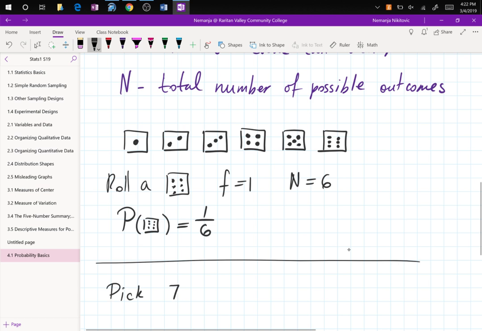Pick 7 of hearts. Well, probability of 7 of hearts is going to be, there's one 7 of hearts in 52 cards.